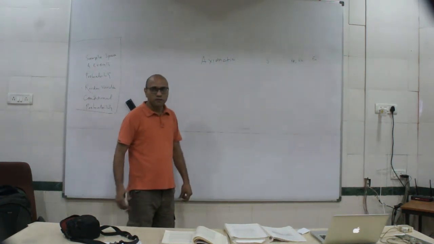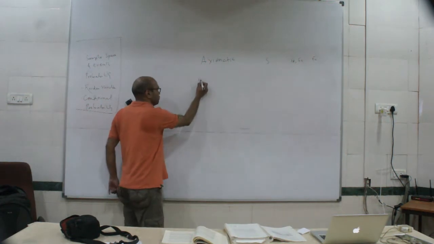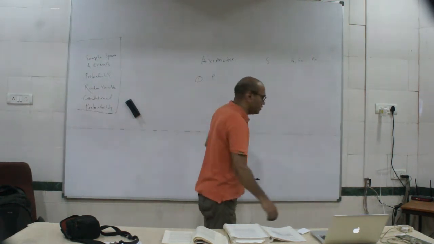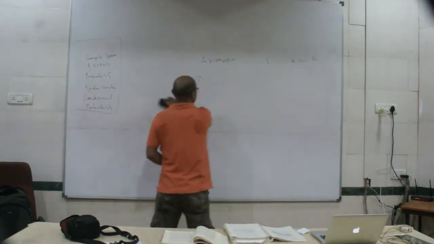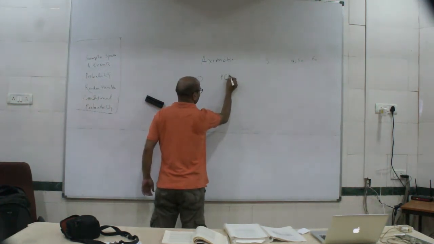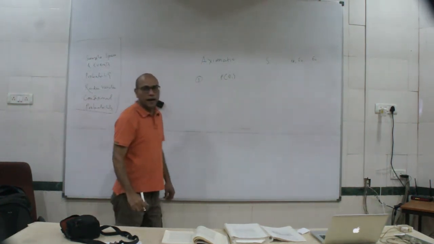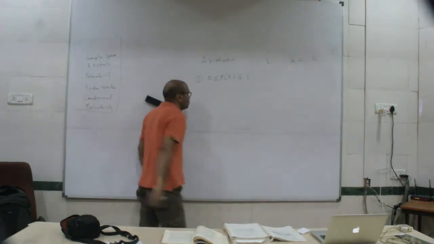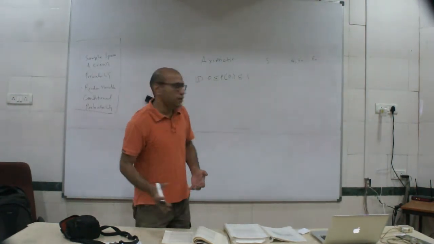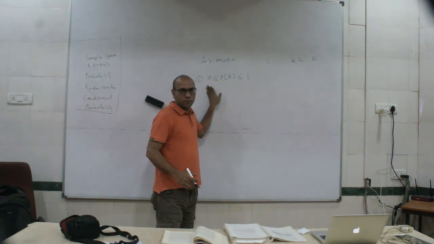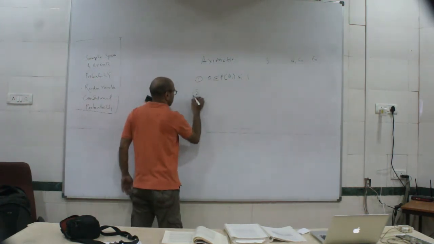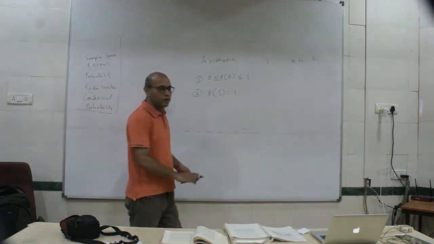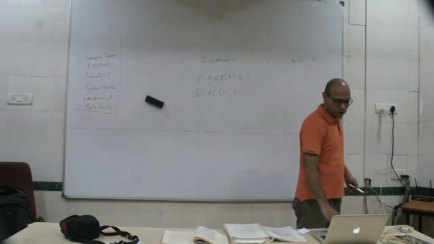Okay. So the first axiom is that the probability of an event Ei will lie between 0 and 1. So the probability of any event is between 0 and 1, both included. Okay. Second, the probability of the entire sample space is 1.